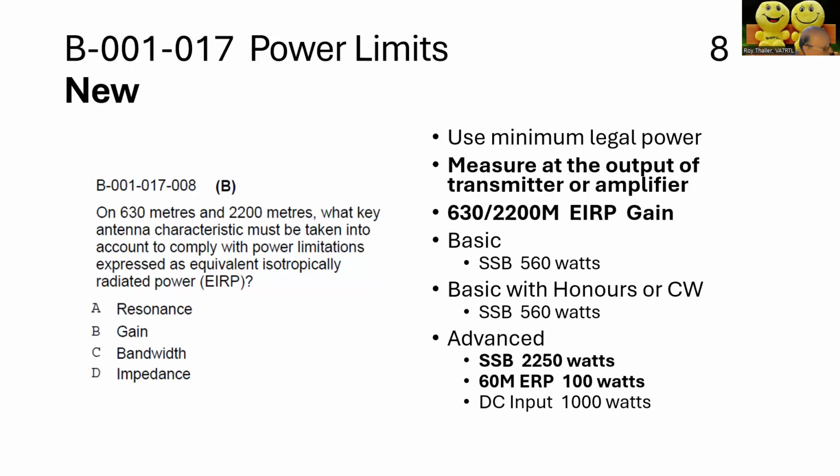Here's a new question. There are some new bands, the medium frequency band and the low frequency band, which are 630 meters and 2200 meters. And in this case, you have to look at the effective isotropic radiated power, based on an isotropic antenna, which doesn't exist practically, but exists in theory. So what's important with the limit is that you have to take into account the gain of the antenna.